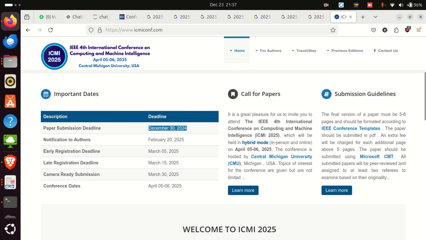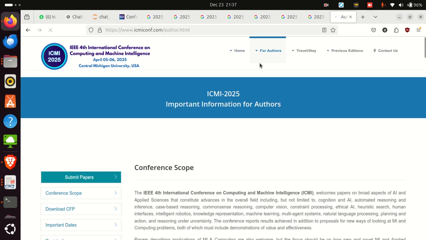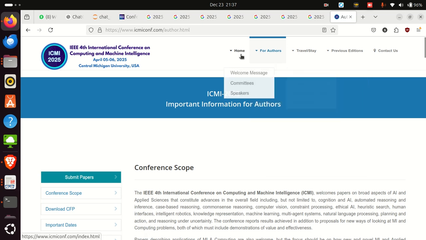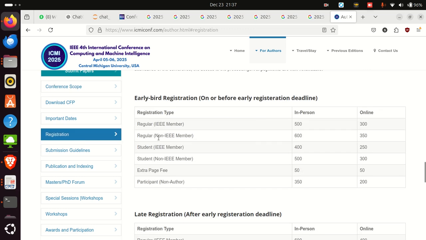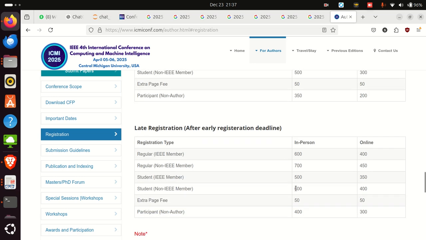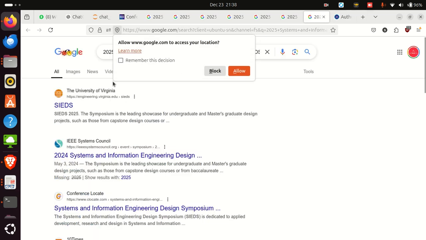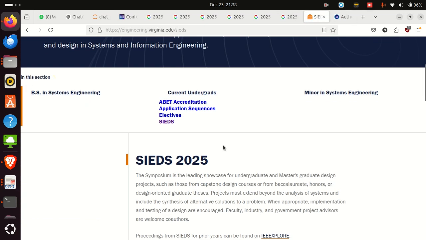So paper submission deadline here is December 30. It's full paper, so that's like in 7 days. If I have a paper ready right now, I would submit it. And what else? Yes, and we will look at the registration type, student. We will go with student IEEE member, and I think this would be the registration price for a US student. So this one is a good one. If I would have my paper ready today, I would have gone for this one.